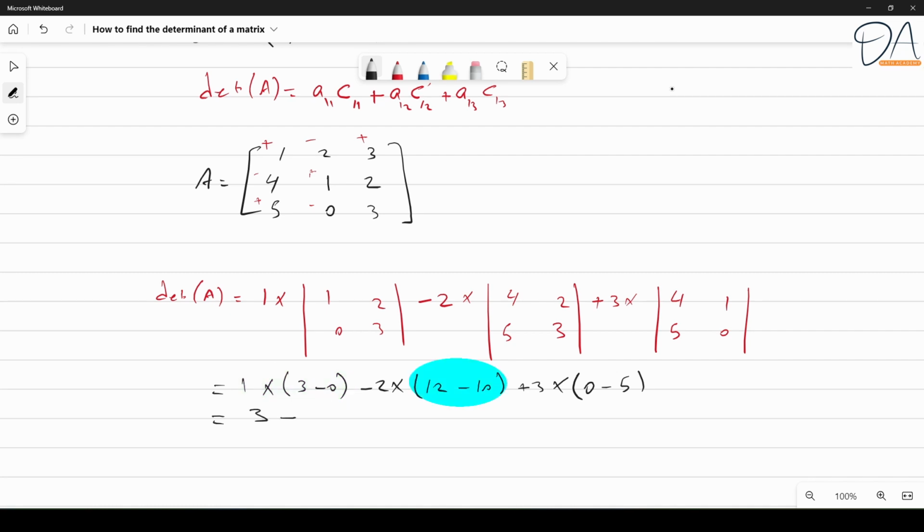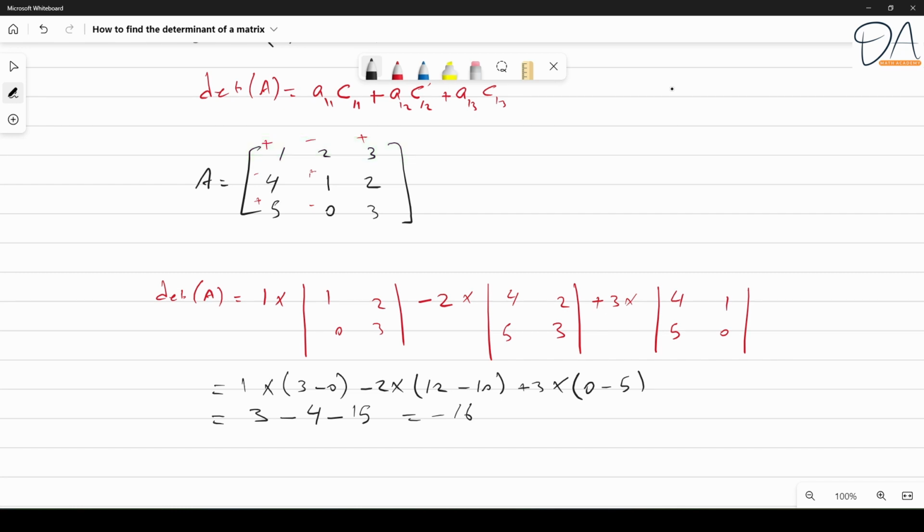So 1 times 3 gives us 3. Minus 12 minus 10 gives us 2. 2 times 2 gives us 4. So here we'll have minus 4. And then the last one, 0 minus 5 gives us minus 5. Minus 5 times 3 gives us minus 15. And then 3 minus 4 gives us minus 1. And minus 1 and minus 15 gives us minus 16. Okay, so this is by expanding using the first row.